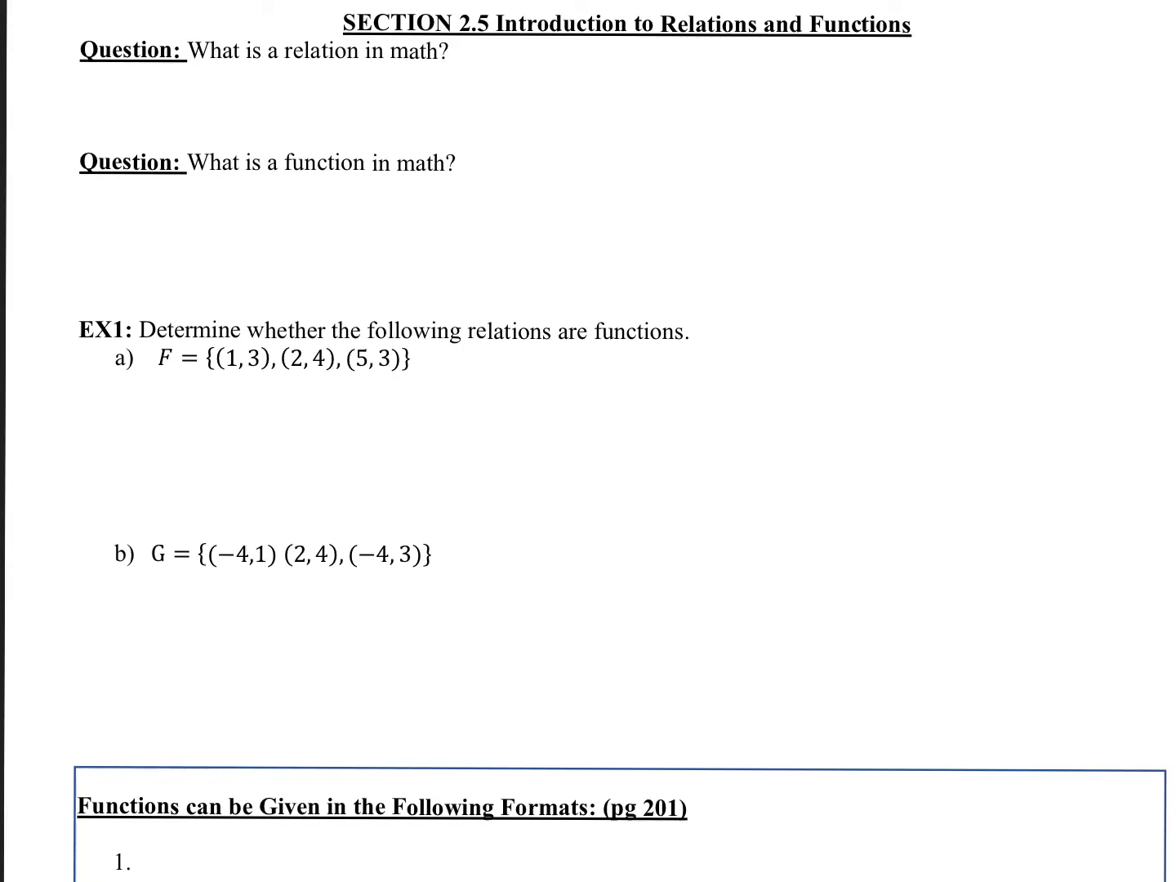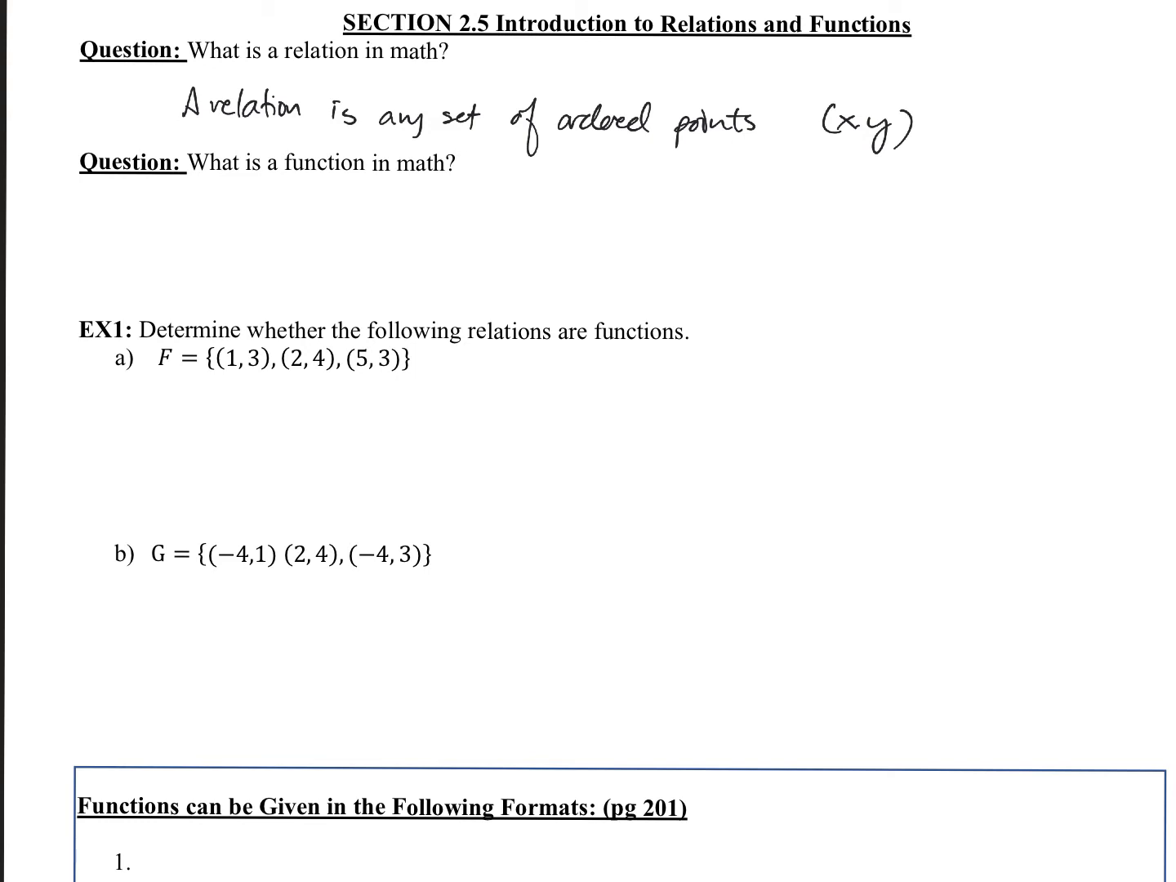Welcome to Section 2.5, Introduction to Relations and Functions. So we have two questions. The first question, what is a relation in math? Well, in math, a relation is simply any set of ordered points. For example, something like (x, y).